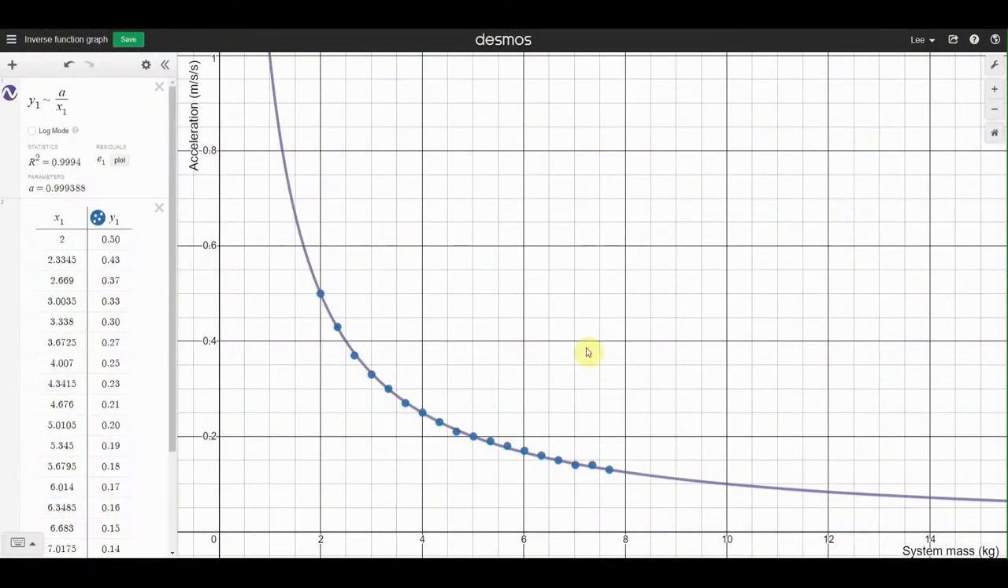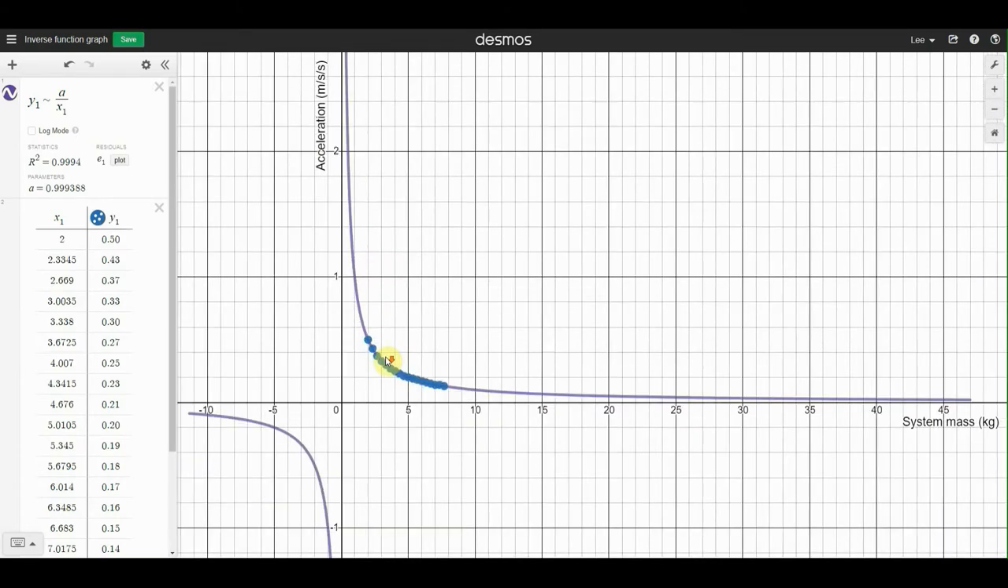So here we have a random graph of system mass versus acceleration. And we notice as the system mass gets bigger, the acceleration gets smaller. And opposite, as the system mass gets smaller, acceleration gets bigger. So let's zoom out here for a moment.